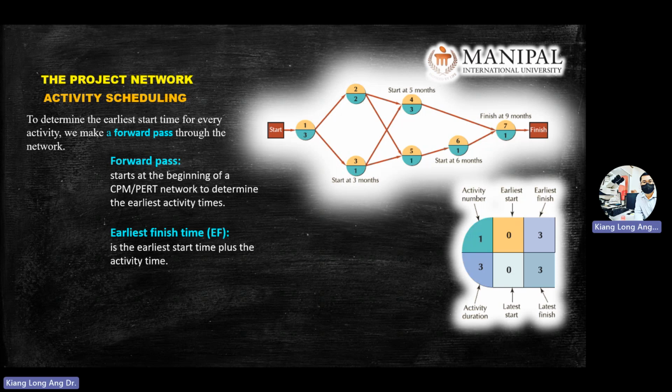You build the 4 columns first. This one you calculate by forward pass. From the start you calculate one by one. So you do 1, 2, 3 first. Then how to do the earliest finish here? You take this one plus this one, equal to this one. You take the duration plus the earliest start time, and you get the number for number 4 here.